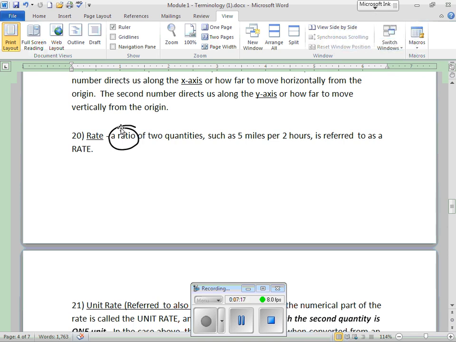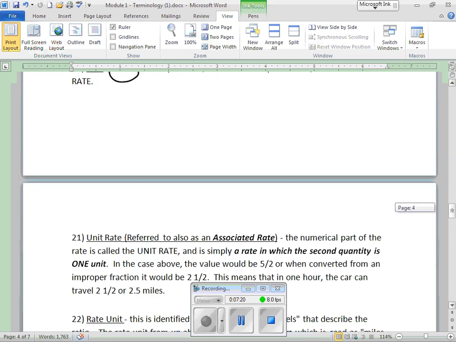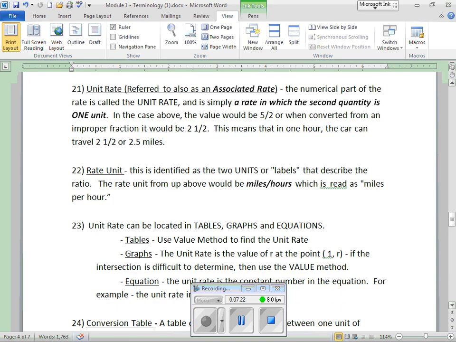Now let's keep looking on the next page for the definition of 21. The unit rate. Sometimes you'll hear it called the associated rate. The numerical part of the rate is called the unit rate. Okay, so it's the numerical part, meaning the numbers. And it's a rate where the second quantity is 1 unit.